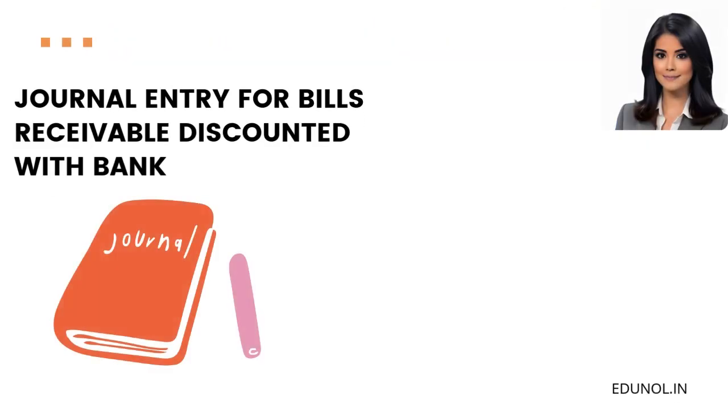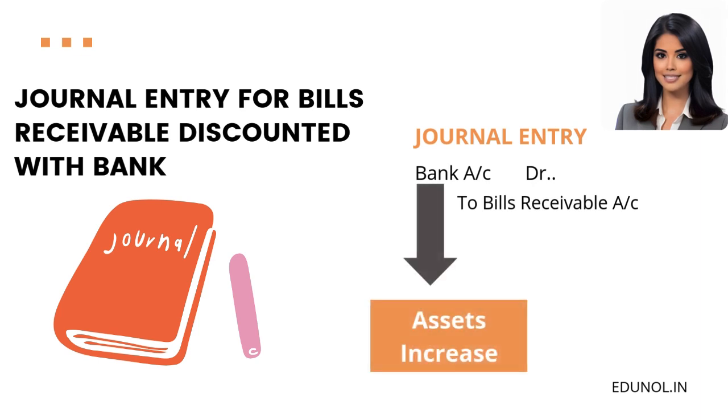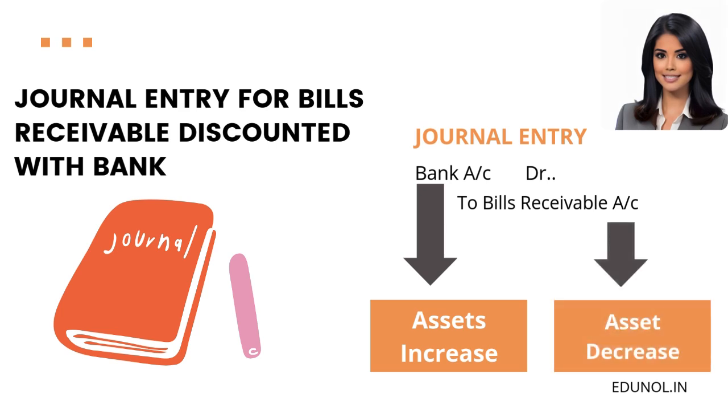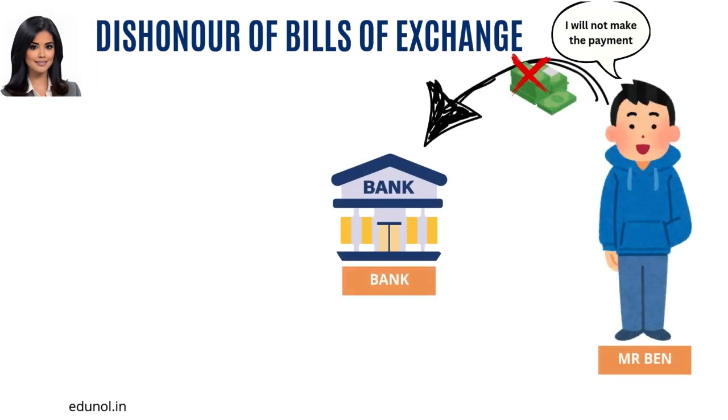The journal entry passed in the books of the firm for discounting of bills receivable will be as follows. Since the firm receives money, so the assets of the firm are increasing. Bank account gets debited by 5,000 rupees. Bills receivable account gets credited. It is given to the bank now, and so assets of the firm are decreasing. Now after 2 months, Mr. Ben has to pay 5,000 rupees to the bank. Suppose after 2 months Mr. Ben refused to make the payment to the bank.